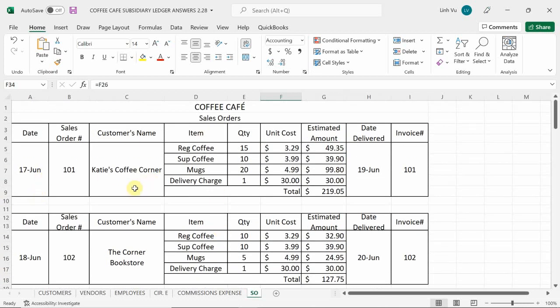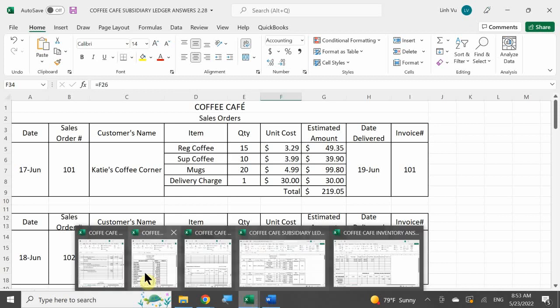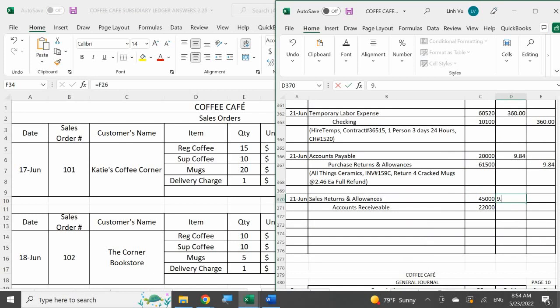There you go. I sold to Katie's Coffee Corner, right? I sold her mugs, 20 of them. How much did I charge her per mug? We charged her for each one $4.99. Okay, $4.99 per cup. So in this case, she's returning 2 of them. So how much is that going to cost me? $9.98. Right?